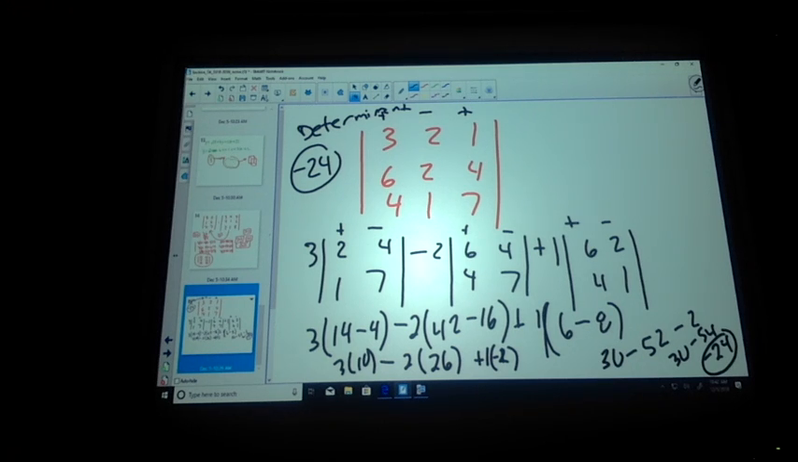Your 4 by 4, you're breaking your 4 by 4 down into 4 3x3s. You're breaking each of those 3x3s into 3 2x2s, and we start running out of space real quick.